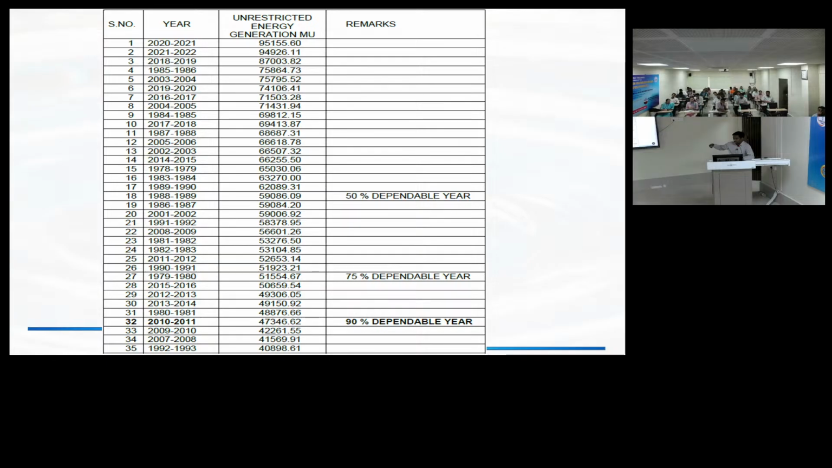So like I told, for domestic, if you are designing for the domestic, the last value, 35th, 1992-93, that particular year's value we have to consider. So all the water data for the months in that particular year we have to consider for our further analysis. So clear?